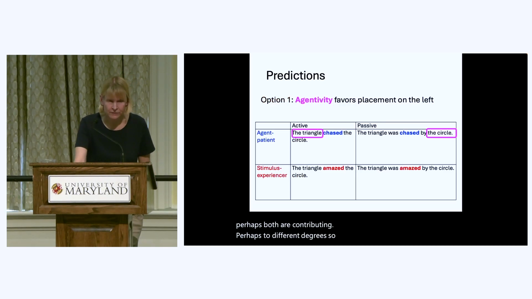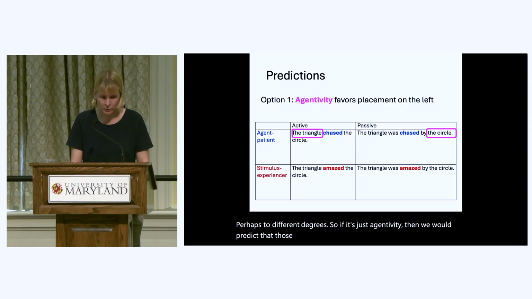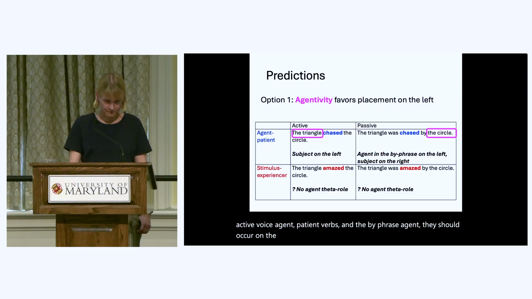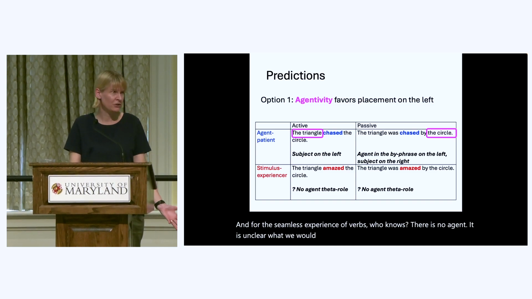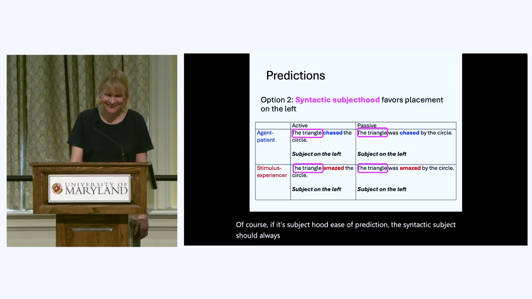So if it's just agentivity, then we would predict that those things I've put there in the purple boxes, the subject and active voice agent-patient verbs and the by-phrase agent, they should occur on the left. And for the stimulus-experiencer verbs, who knows? There is no agent. It is unclear what we would predict there if it's simply an agentivity thing. Of course, if it's subjecthood, easy prediction, the syntactic subject should always go on the left.